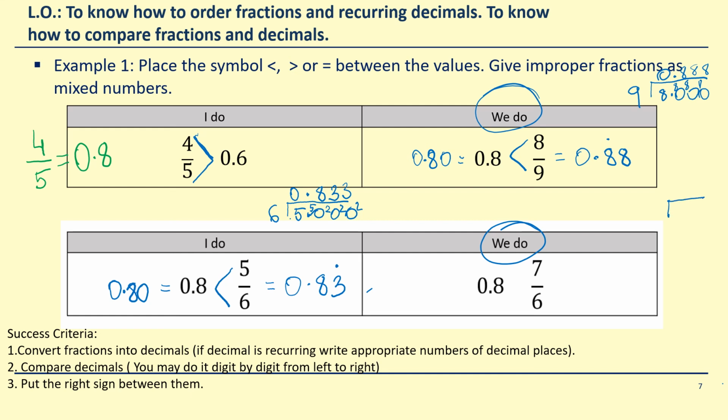And the second example on we do, again, it's 7.00 divided by 6. Make sure you put the decimal point on top of the decimal point. This is 1, remainder 1. This is 1, remainder 4. 6 into 40 goes 6 times, remainder 4. 6, 4, and so on and so forth. So this is 1.16 recurring. This is 0.8. So definitely this one is bigger. If that's what you've got, well done.